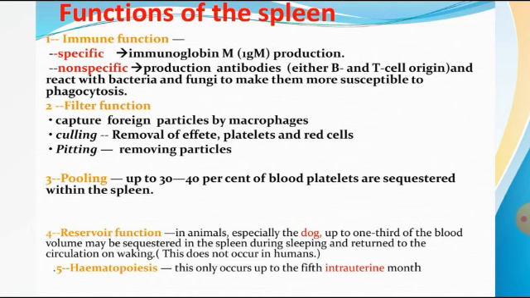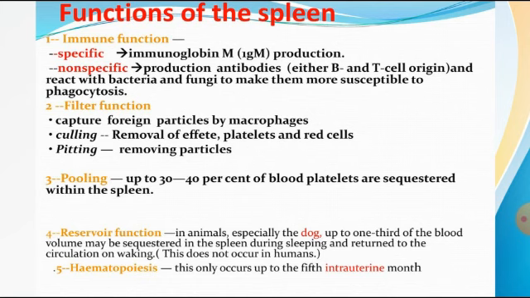About the functions of the spleen, the first function is immune function. Specific, that is the production of specific immunoglobulin, IgM, and non-specific, in that sense the production of any antibodies rather than IgM alone. So if it is non-specific, it is able to react with all types of microorganisms.